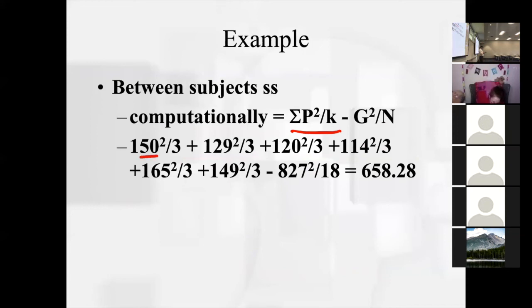All right, so that does all of that in there. And once I've added all of those together, I once again am going to subtract that g, that grand total, that 827 squared divided by 18. And I get a between subjects sum of squares of 658.28.